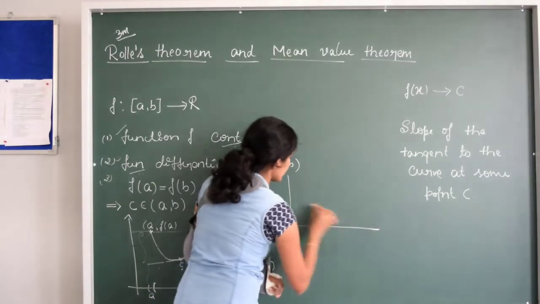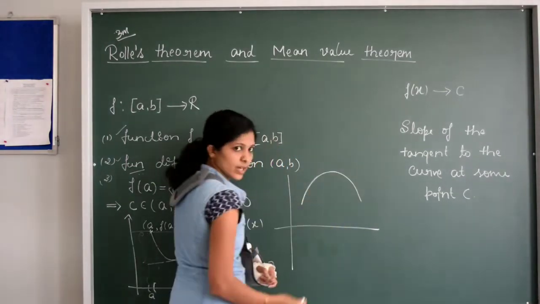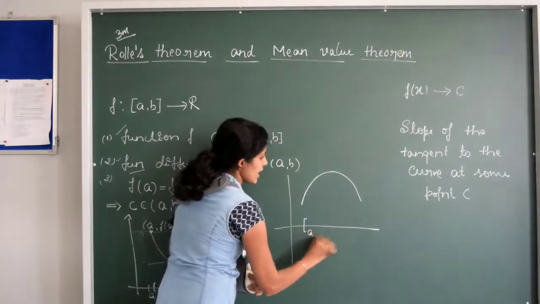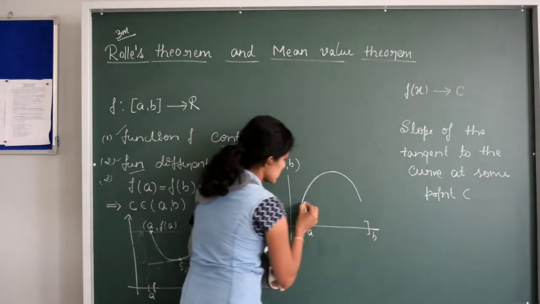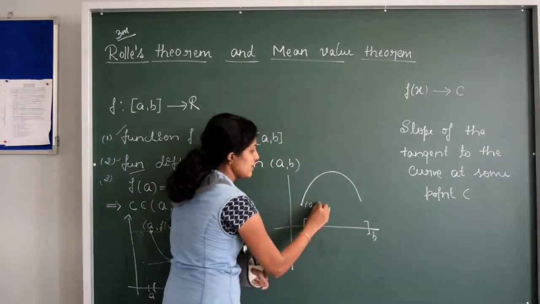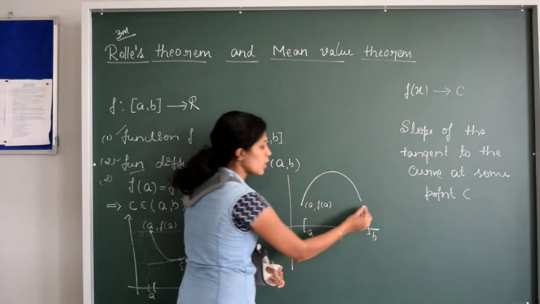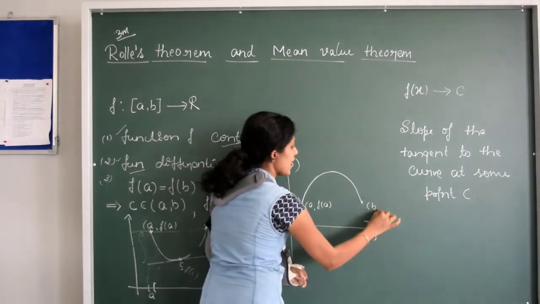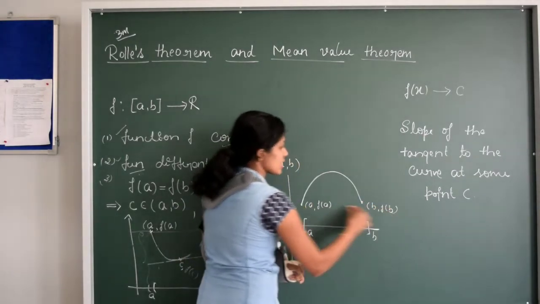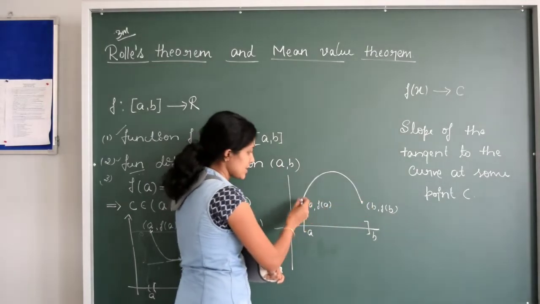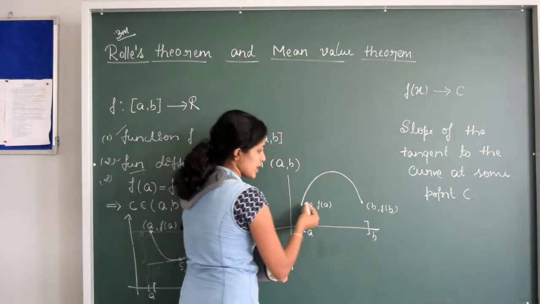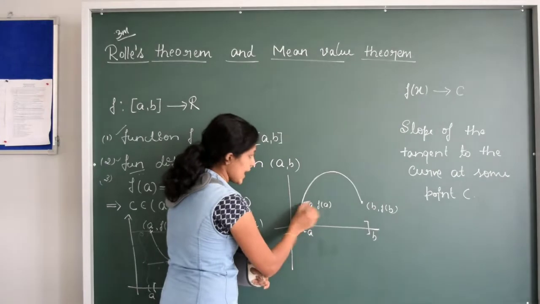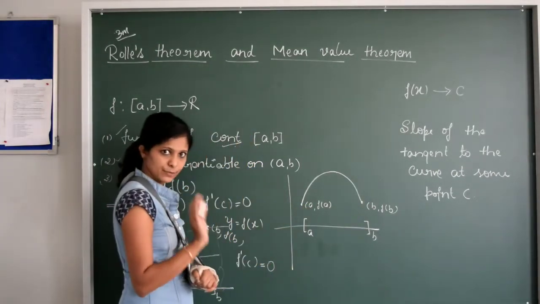See, if I consider the graph like this. Now this is the closed interval A and this will be the closed interval B. So this point is now A and f of A, and this point will be now B and f of B. The function is continuous, right? And it is differentiable at all the points in between A and B. But at A and B, the function is not differentiable.